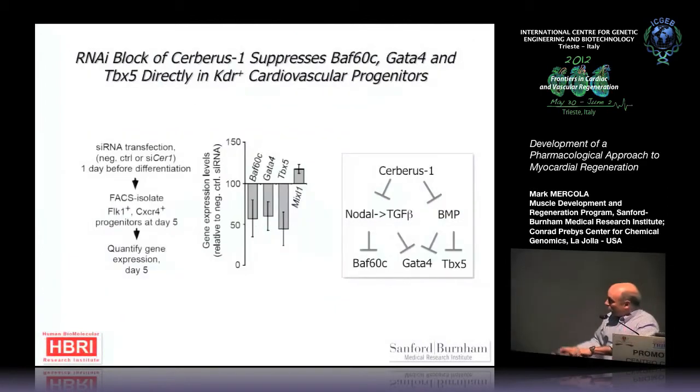Okay, and you can see that even more dramatically when you look at Flk progenitor cells here, and you can see that the siRNA to Cerberus will give you a reduction in BAF60, GATA4, and TBOX5. And that leads then to this overall cascade that Cerberus, through the control of the nodal TGF-beta cascade and BMP in cultures, controls a set of cardiogenic transcription factors and the chromatin complex.